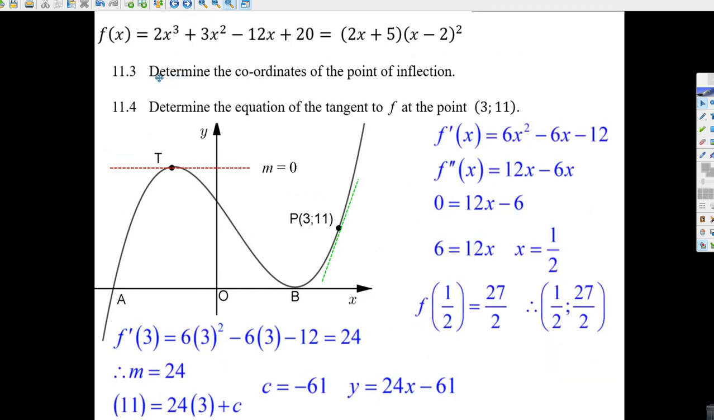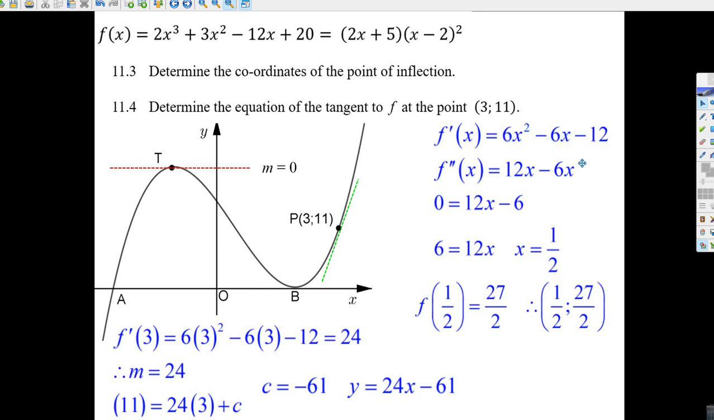Let's just try 11.3. Determine the coordinates of the point of inflection. Well, you have to know what to do here. The point of inflection is the place where it changes from concave down to concave up. It's a place where the gradient is decreasing, getting smaller and smaller, and then at some point it starts to get bigger and bigger. How do you find it? Well, you take the derivative, but then you take it again. Take the second derivative. 2 times 6 is 12x.